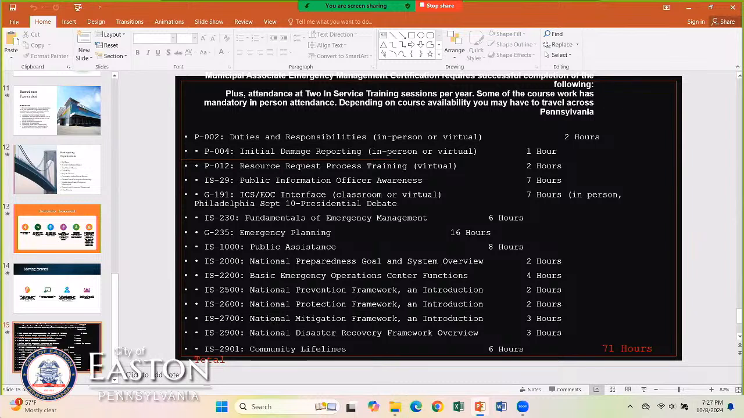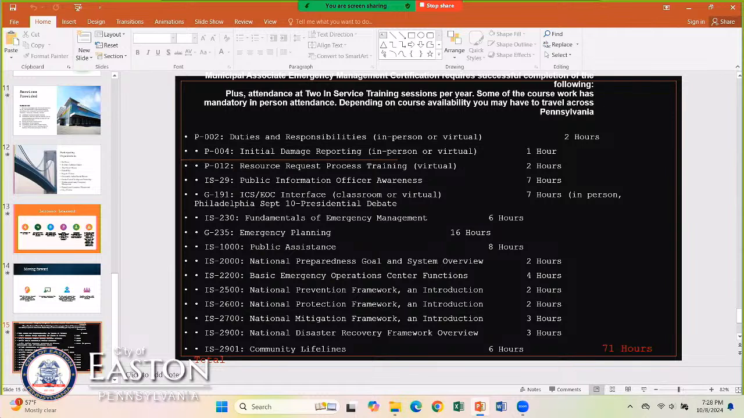to just the classes. Now, depending upon the availability of the class, some are virtual, so I can take them online. There are several that I actually have to travel to take in person. The most recent one was the G191, the ICS EOC interface. That was classroom. It was in Philadelphia, and it was on the night of the presidential debate.